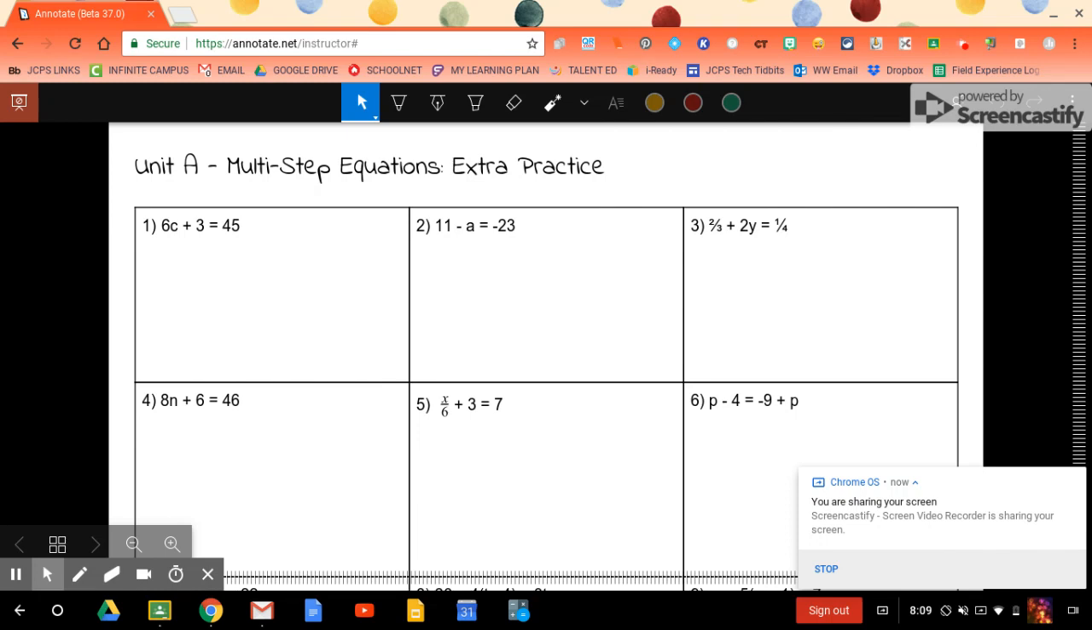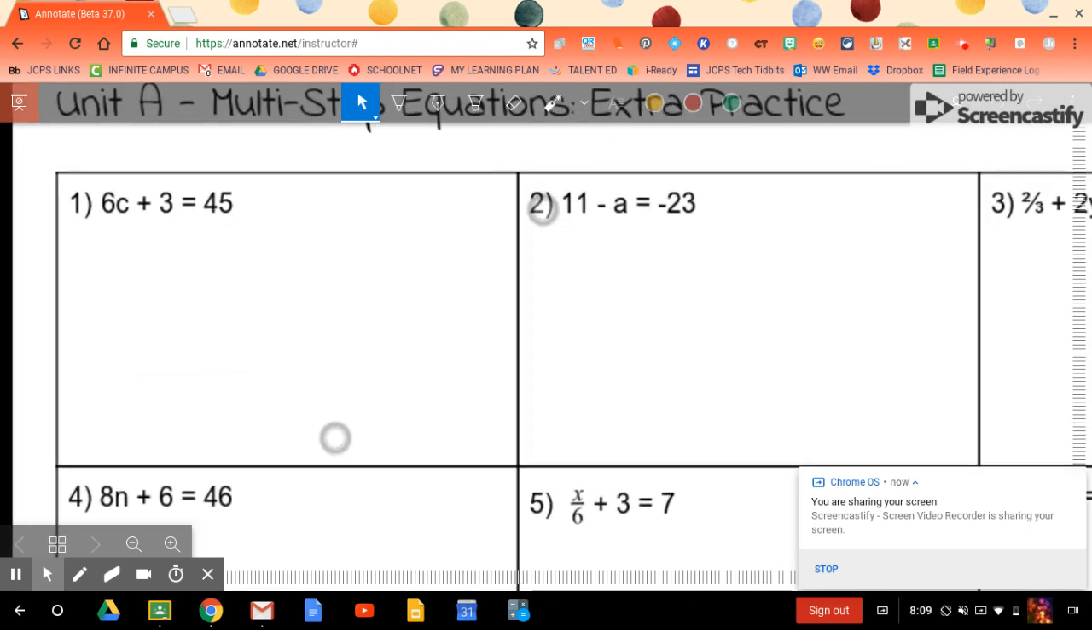Okay, today we're going to review multi-step equations with variables on both sides, and this will help prepare you for the quiz you are taking today. So the first problem we're going to start with is 6c plus 3. As you can see on this page, the questions get a little bit harder as we move along.